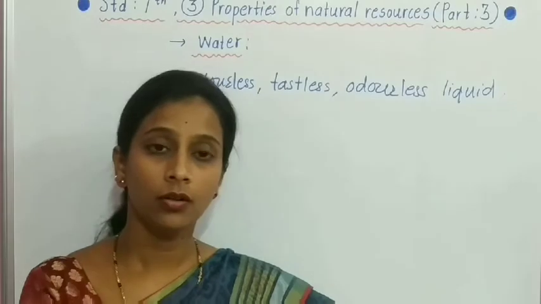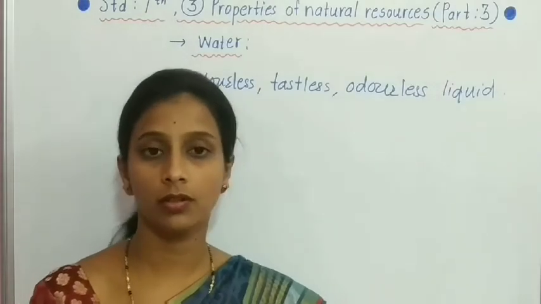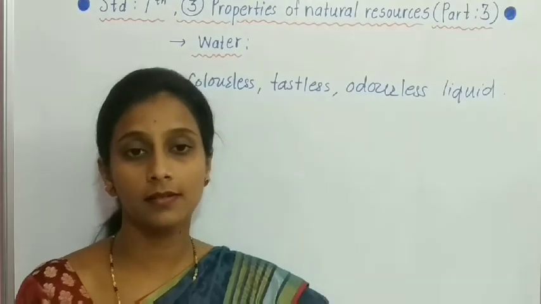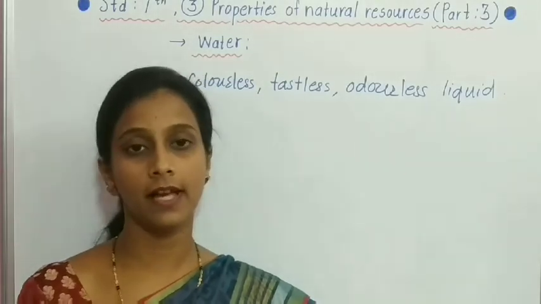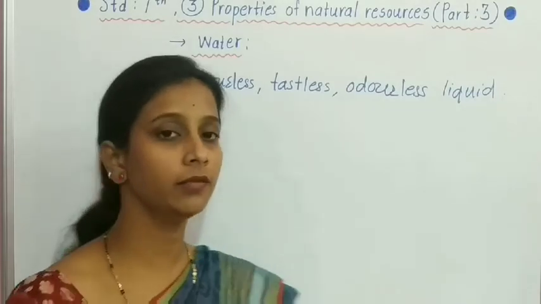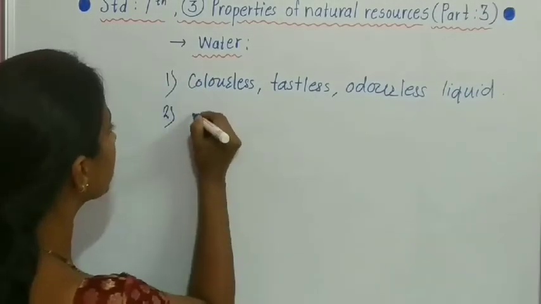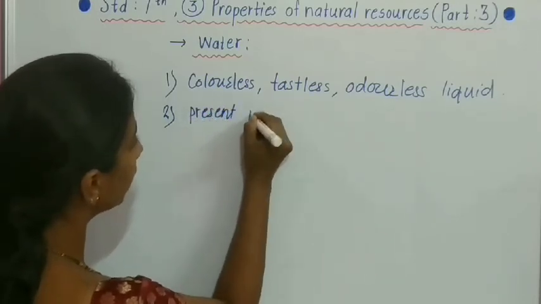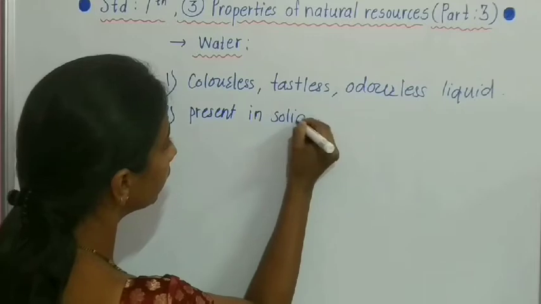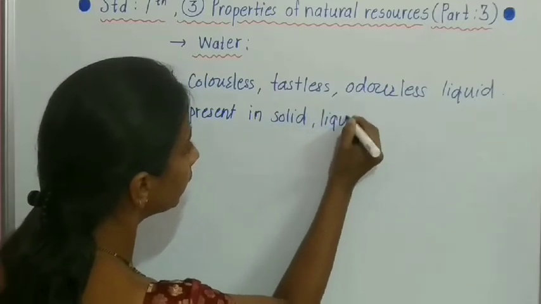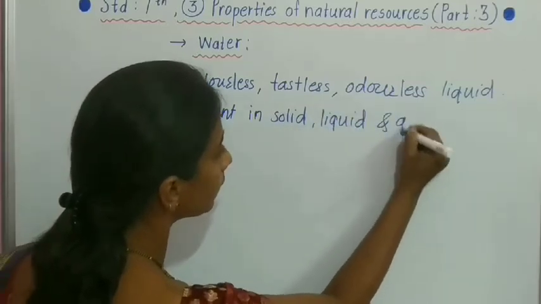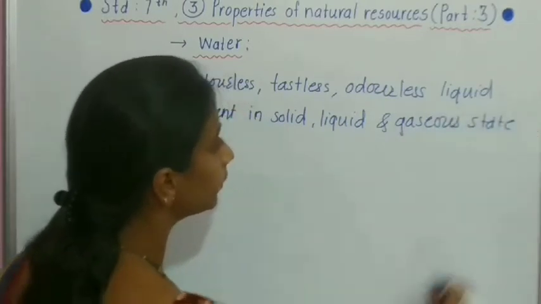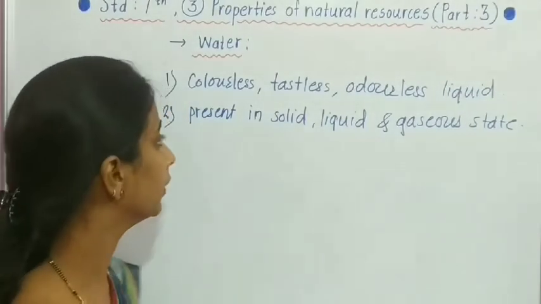Now students, 71% water is present on the Earth's surface and it is in 3 states, and these states are solid, liquid and gaseous state. So it is the second property: water present on the Earth's surface is present in solid, liquid and gaseous state.